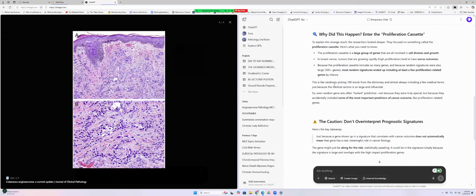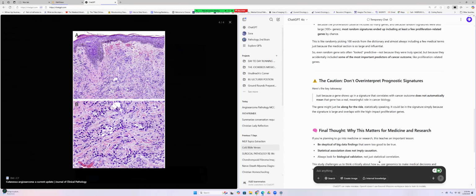This is like random sampling: picking 100 words from a dictionary and almost always including a few medical terms, just because the medical section is so large and influential. Even so, random gene sets often looked predictive, not because they were truly special, but because they accidentally included some of the most important predictors of cancer outcome, like proliferation-related genes. The caution: don't overinterpret prognostic signatures.